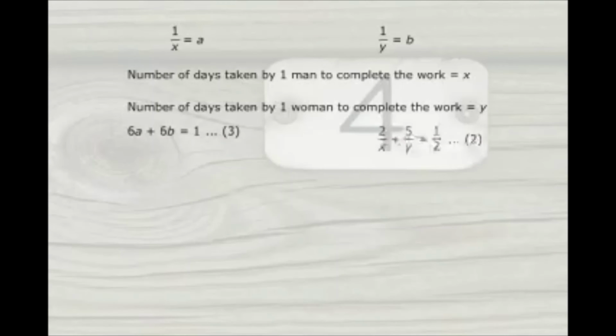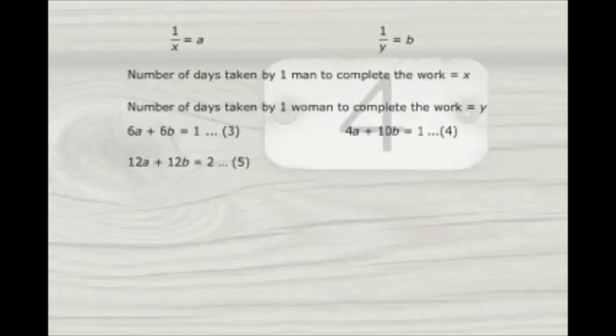Similarly, equation 2 becomes 2a plus 5b equals 1 by 2. We again cross multiply and we get 4a plus 10b equals 1. And this is equation 4. Now we will use the process of elimination to solve these two equations. For this, let's multiply equation 3 by 2. And we have 12a plus 12b equals 2. This is equation 5.